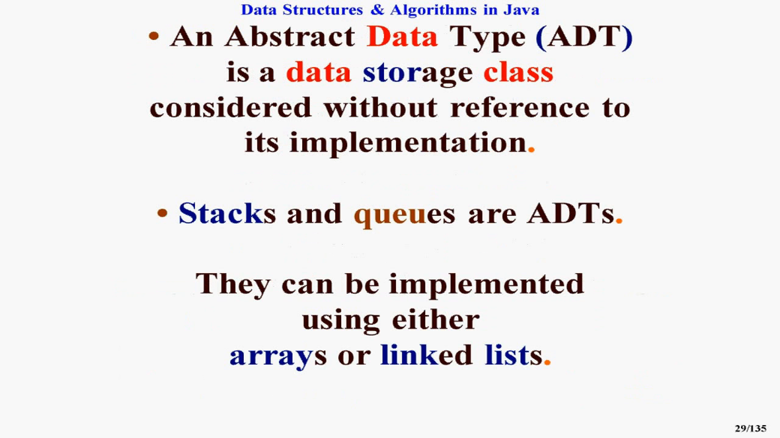An abstract data type, or ADT, is a data storage class considered without reference to its implementation. Stacks and queues are ADTs. They can be implemented using either arrays or linked lists.